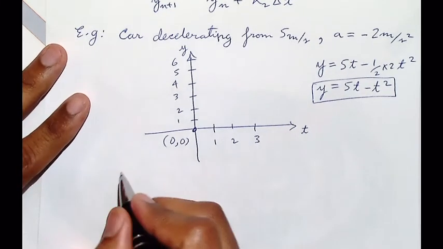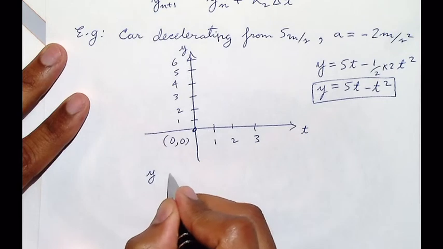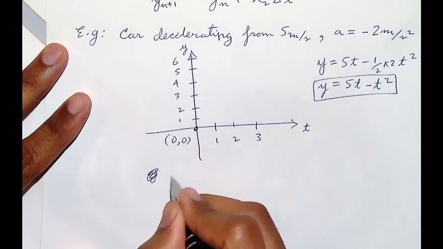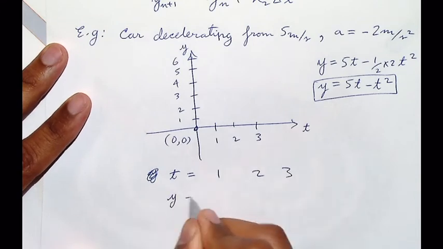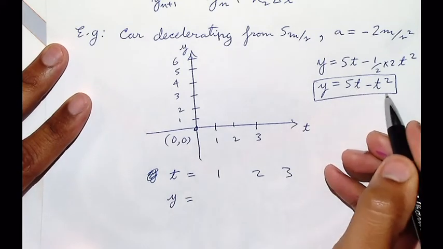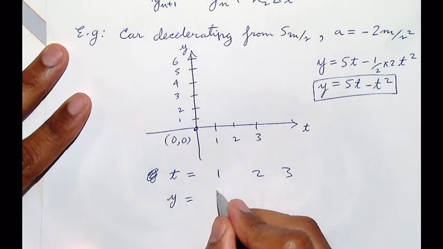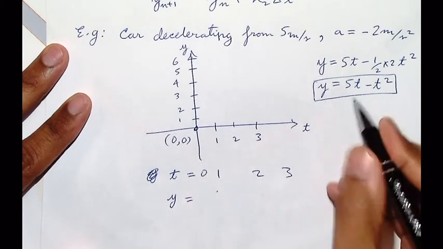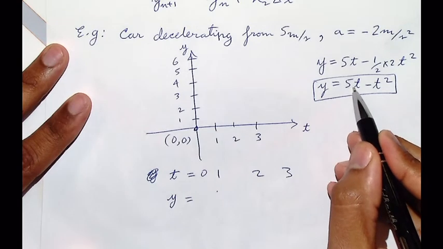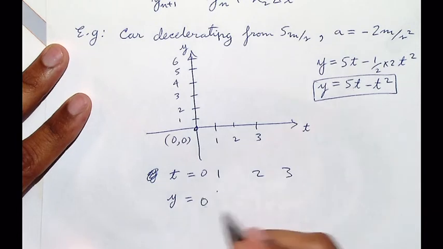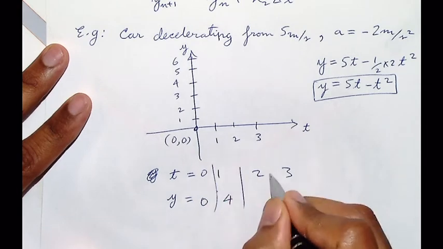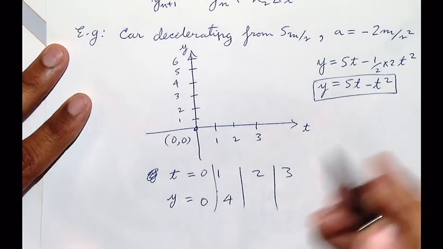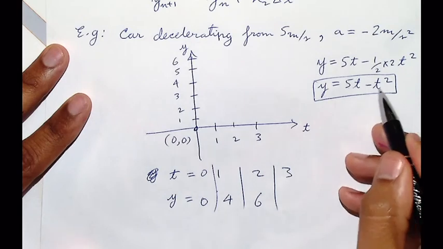Okay, so let's say for time equal 0, 1, 2, 3, y is 0, 4, 6, 6. For t equals 1, it is 5 minus 1, which is 4. For 2, it is 10 minus 4, which is 6. And this is 15 minus 9, which is also 6.